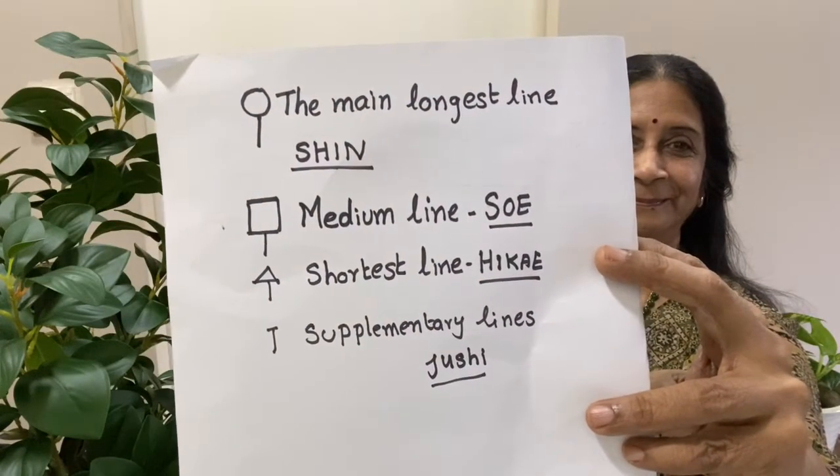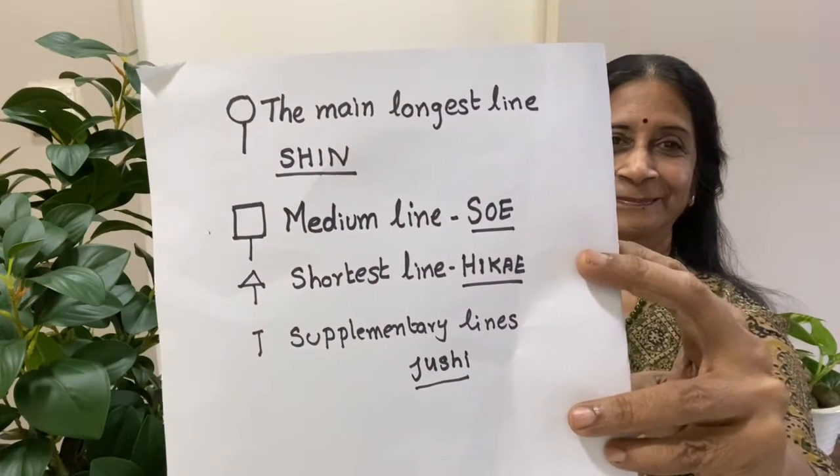The supplementary lines are jushi. Each main line can have its own jushi. You can add any number of jushi, but the supplementary lines are always shorter than the main line. The main lines are placed at an angle of 15 degrees, 45 degrees and 75 degrees depending on the arrangement.